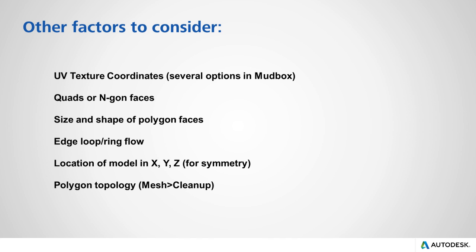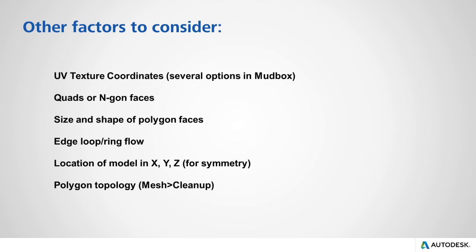Other factors to consider quickly here. UV texture coordinates. There are several options that exist in Mudbox to deal with that. Quads or n-gon faces. Again, ideally try to keep your mesh quads for efficient or effective subdivision. We talked about the size and shape of polygon faces, whether it's uniform. For a base mesh, ideally stick towards uniform. And then we want good clean edge loop and ring flow, especially if you're taking your base mesh a little bit further and actually building it into something that is going to deform. And the location of the model in the viewport, in X, Y, and Z, or Z for that matter, for symmetry purposes, for mirroring or reflection while you're sculpting.